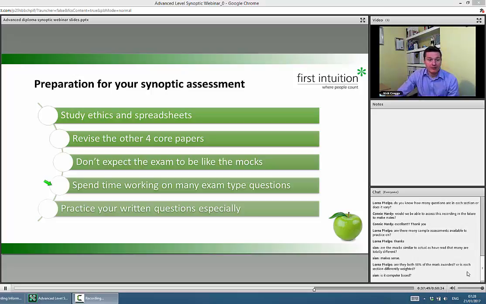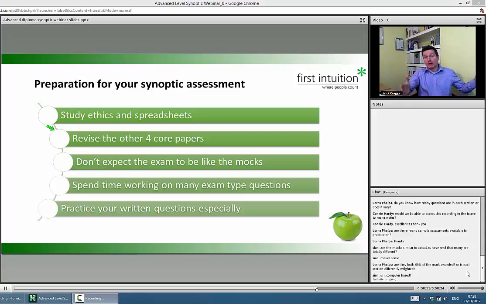So the way I suggest you prepare for your synoptic assessment, what will have happened is you've studied the 4 mandatory units because you've got to do them first. You can't just sit your synoptic exam until you've sat and passed the 4 mandatory assessments. Once you've done that, you've got to start studying ethics and spreadsheets because they'll be new to you.